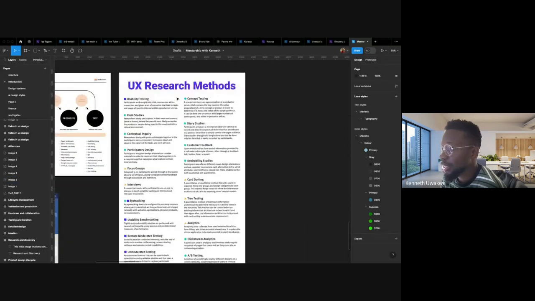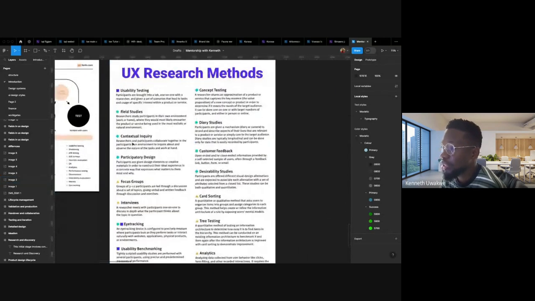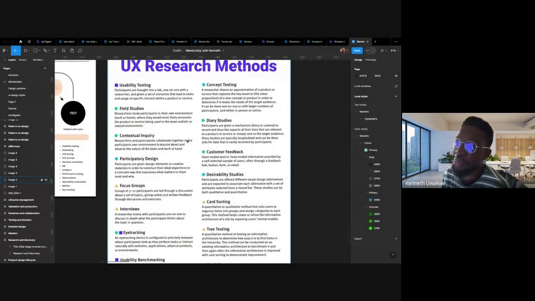All right. So you have contextual inquiries. Now, researchers and participants collaborate together in the participant's own environment to inquire about and observe the nature of the task and work at hand. So this right here is more like the field study, but in this case, the researcher is not just studying the participants, both of them are collaborating. They are discussing the participants' challenges together to come up with a solution together.